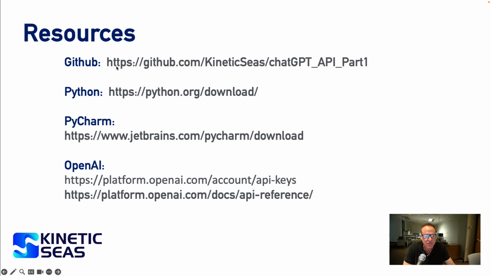So we've got some resources. The place to go first is GitHub, under Kinetic C's. We have ChatGPT API Part 1, and that is going to be the code that we're creating in Part 1. What we're doing in Part 1 is just the basics. We're going to make sure we have Python installed. We're going to start our FastAPI project inside of PyCharm.